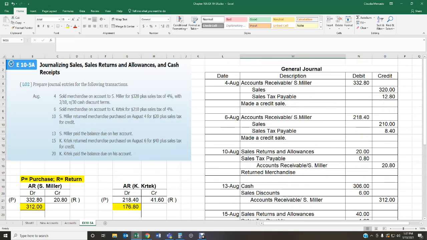Just be very careful when you're doing your journal entries. Don't forget your tax. And whenever a refund is made, also don't forget your tax, because tax was paid when the merchandise was purchased. So if you pay taxes on it, those taxes have to be refunded as well. So this is an example of a variety of journalizing transactions for sales, sales returns and allowances, and cash receipts.